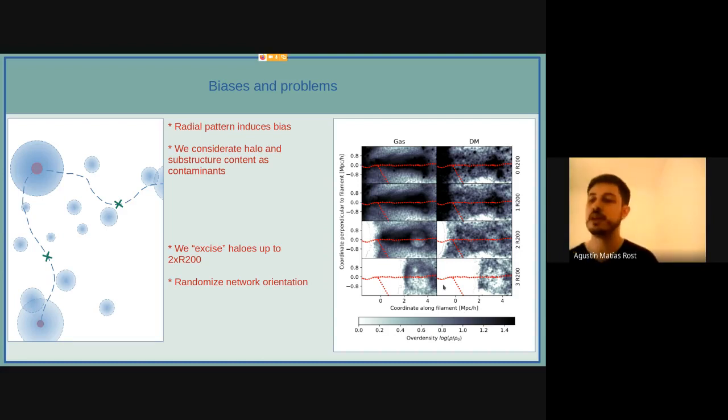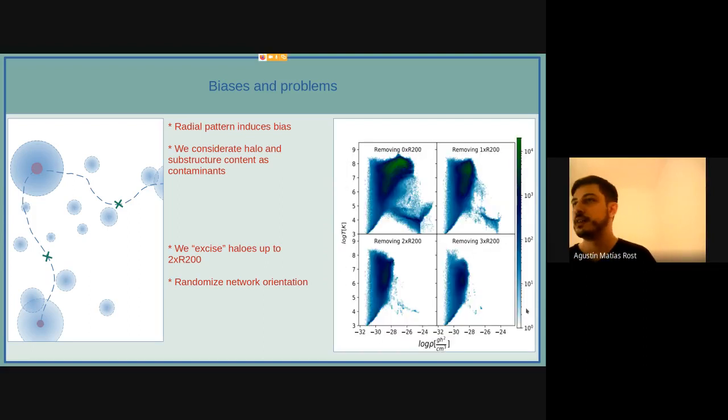In order to account for the effect of the galaxy cluster, or the distance to the galaxy cluster, we have to randomize the network in order to be able to estimate the signal associated with the proximity to the galaxy cluster rather than the proximity to the filament.